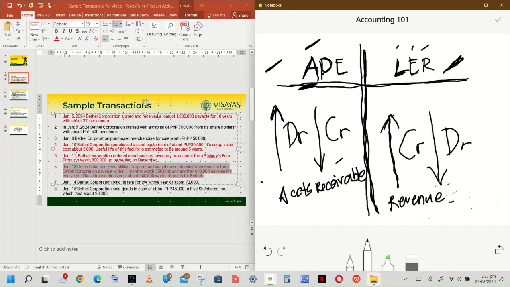Okay. So, we can indicate it here as accounts receivable. Madadagdagan ba yung accounts receivable natin? Yes. Madadagdagan yung revenue? Yes. So, ang increase in revenue will be credit. Increase in accounts receivable will be debit. So, automatic. Ito yung una nating ilalagay, no?